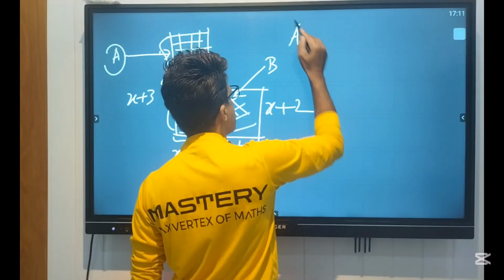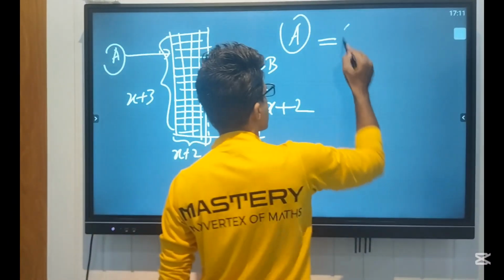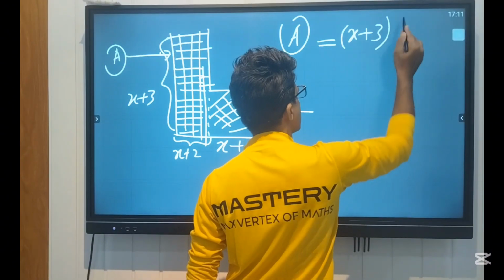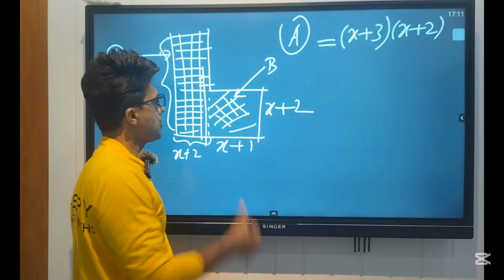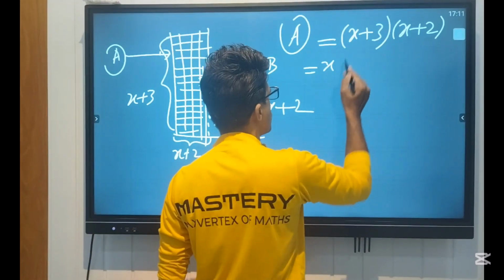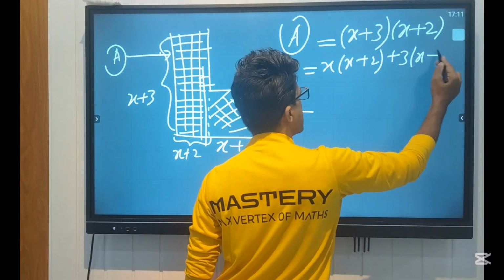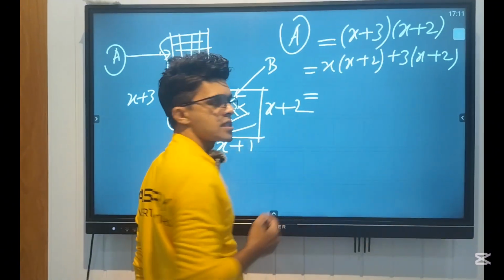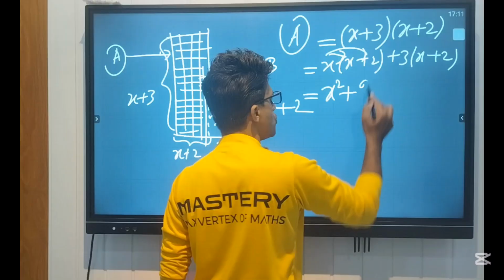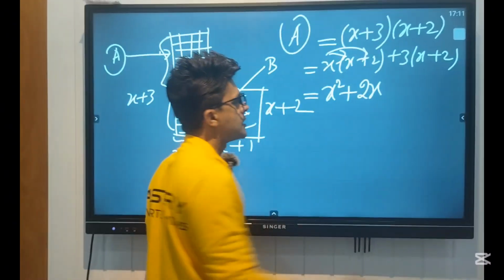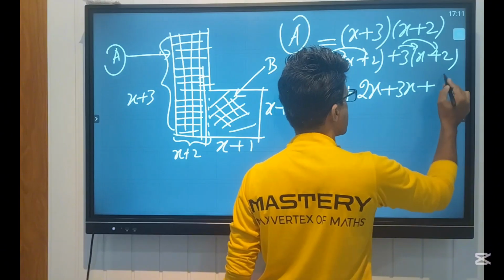So the area of capital A can be taken as length times breadth: x plus 3 times x plus 2. And what is our purpose? Getting the area of this plane figure. So x times x plus 2, and 3 times x plus 2. x times x is x squared. x times 2 is 2x. 3 times x is 3x. 3 times 2 is 6.